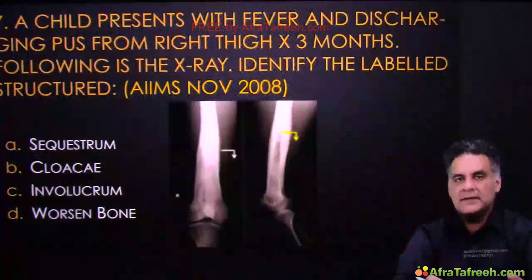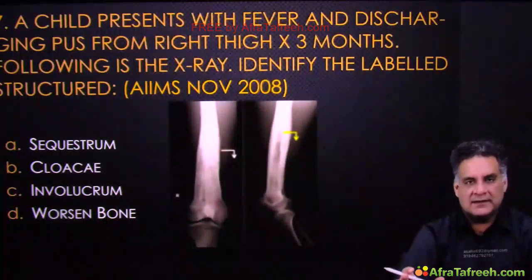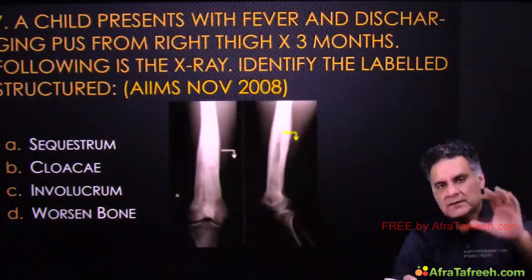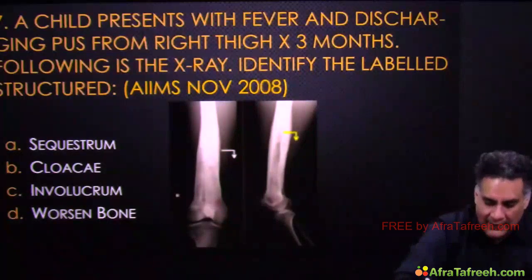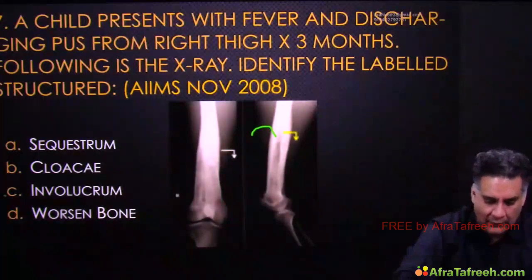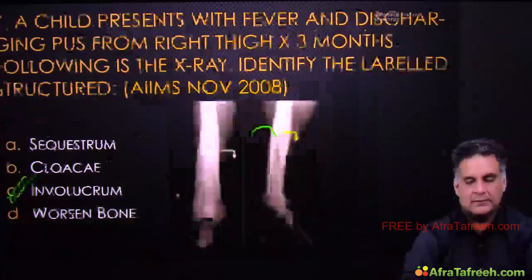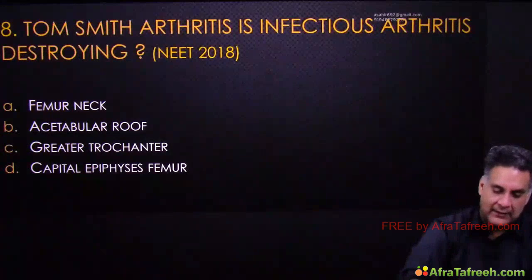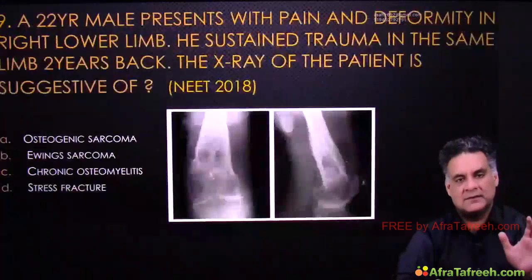A child presents with fever and discharging sinus from the right thigh for 3 months. Identify the labeled structure. Deformed bone. In the cavity, you have a dead bone. They have marked the involucrum, the reactive bone outside. Tom Smith arthritis destroys the capital epiphysis of the femur.